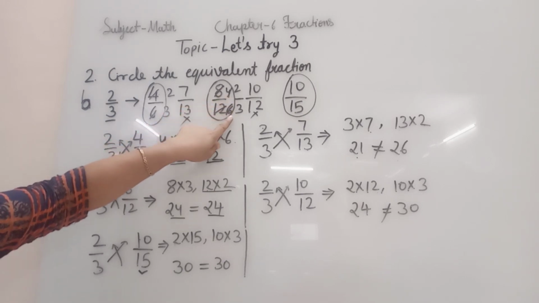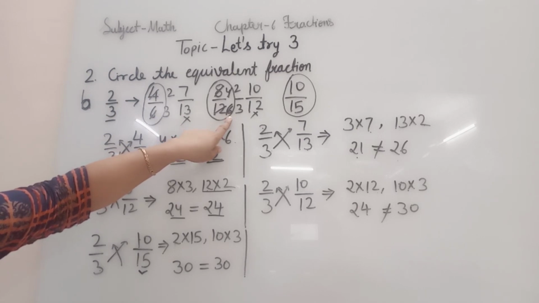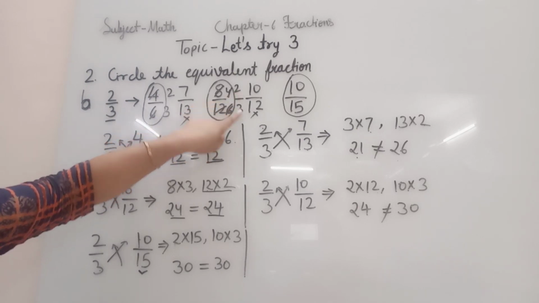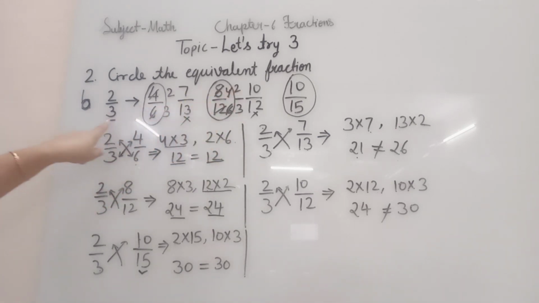So 2 4s and 2 6s are 12. Again 4 and 6 both are divided by 2. So 2 2s are 4, 2 3s are 6. So at the end you are getting 2 by 3, which are equivalent.